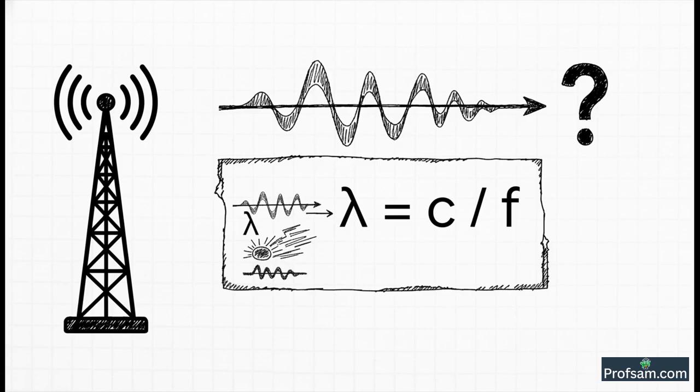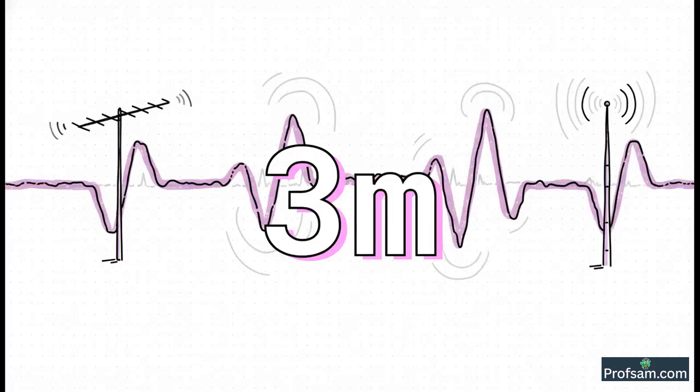So if we just rearrange that a little bit, we get wavelength, lambda, is simply the speed divided by the frequency. And for an electromagnetic wave, what's the speed? It's always the speed of light, c. So let's just plug in the numbers. Wavelength is c, which is 3 × 10⁸, divided by the frequency.